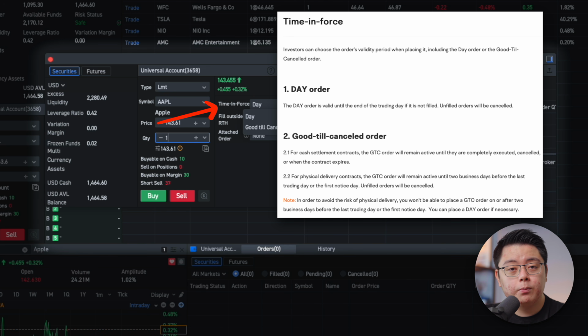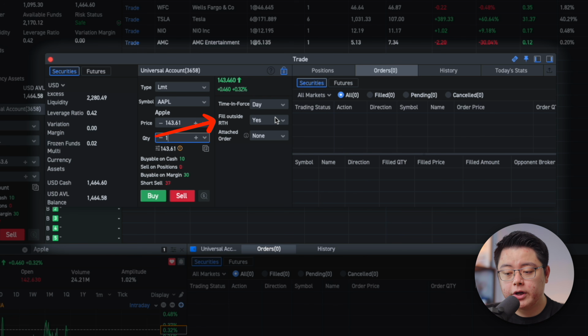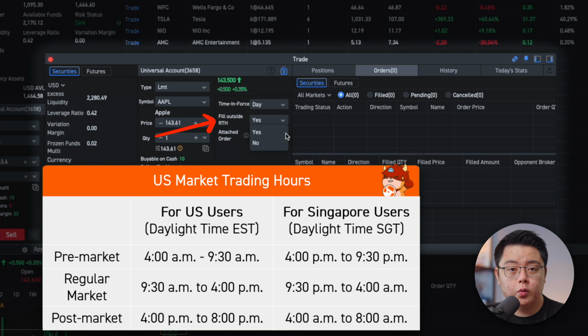But again, personal preference, I prefer day just because you never know what will happen, especially in such a fast moving market, right? Fill outside RTH or regular trading hour. This is basically asking if you want this order to be filled during pre-market or after hour as well. Sometimes people don't like it because those hours are low in liquidity, so sometimes you could be paying a premium to buy it or selling it at a slight loss due to the difference in trading spread, which I have mentioned to you earlier in this video. But for all intended purposes, I will usually just leave it at yes, because the difference is actually very negligible relative to my long-term investment horizon.